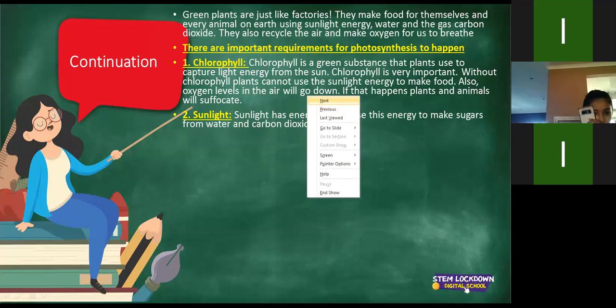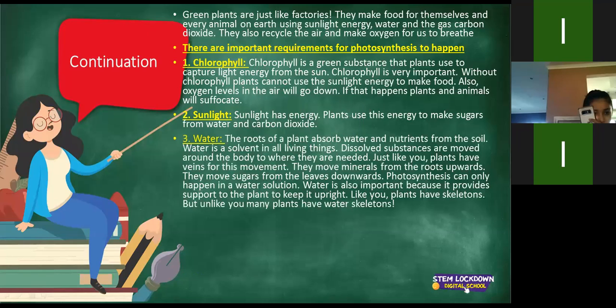Next, water. I can remember clearly that someone mentioned water. Now, the roots of a plant absorb water and nutrients from the soil. Water is a solvent in all living things. Now, we're going to learn about solvents in the next lesson. Dissolved substances are moved around the body to where they are needed.